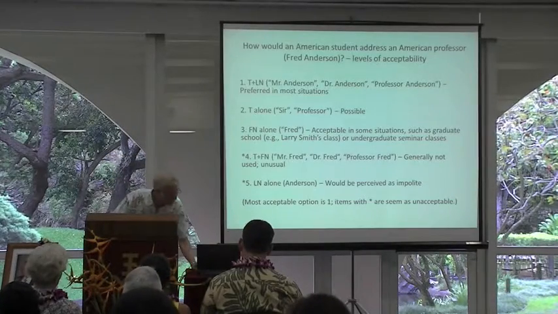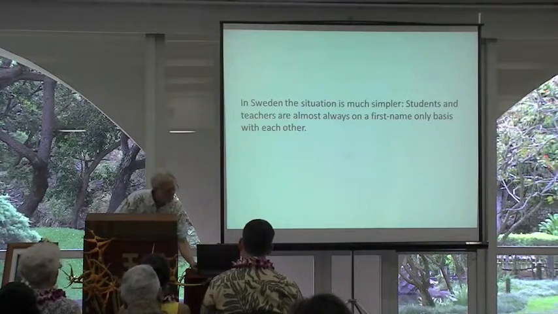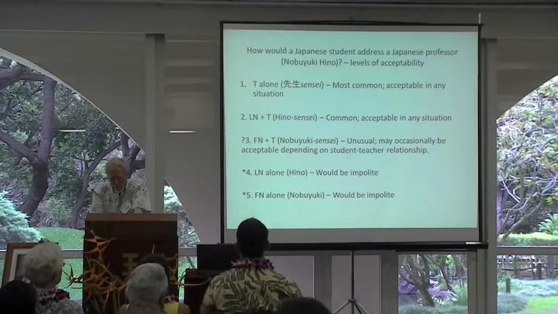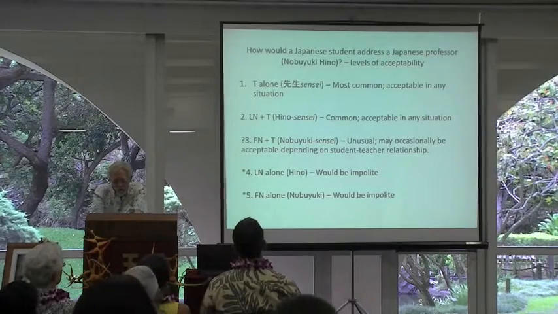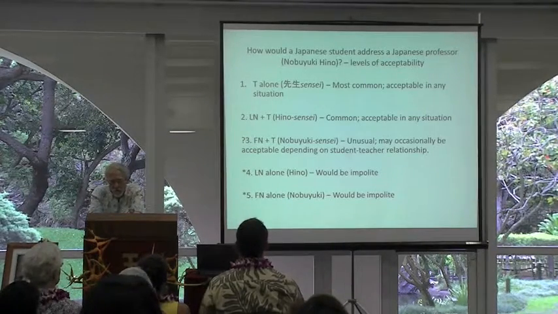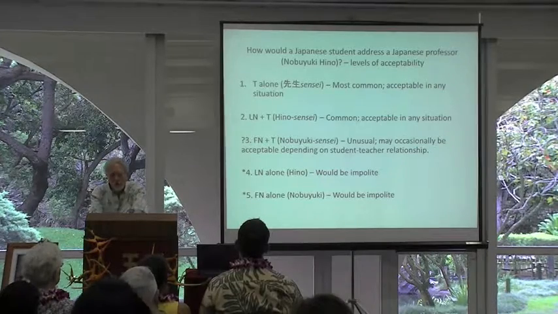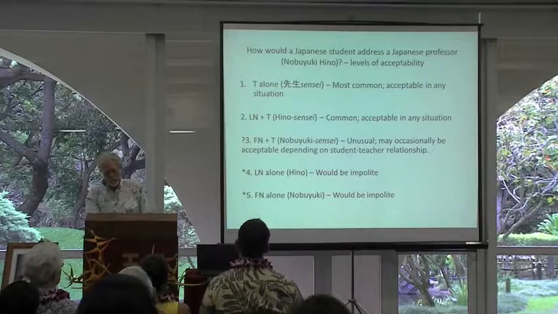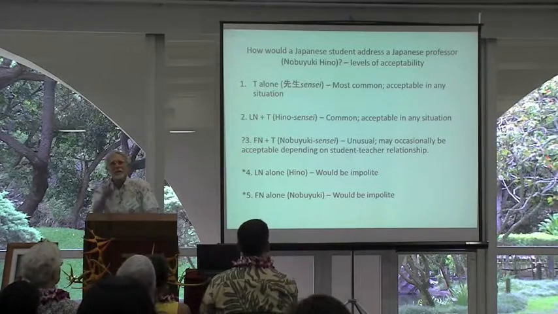Now, if we were to describe Japanese forms of student and teacher address, we would come up with something like the following. And this assumes Japanese language interaction between Japanese students and a Japanese professor. For this illustration, I'll call the professor Nobuyuki Hino, who is in the back of the room.